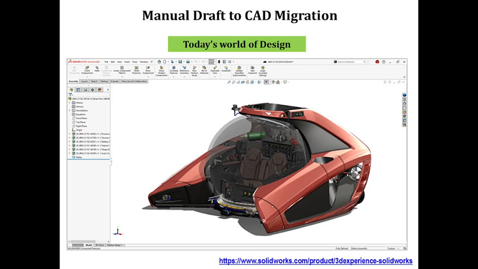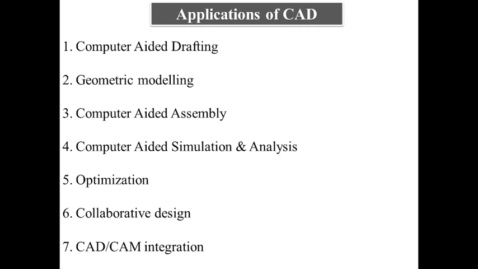Next slide. Applications of CAD. CAD is much more than drawing. It is used for geometric modeling, assembly design, simulation and analysis, optimization, collaborative engineering, and integration with manufacturing systems. Modern industries depend heavily on CAD because it improves productivity, accuracy, and product quality while reducing development time.